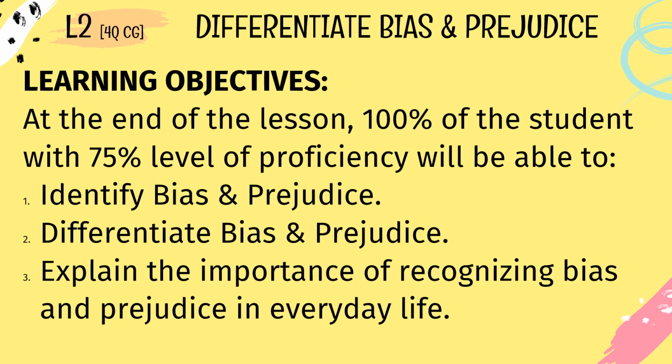Learning objectives. At the end of the lesson, 100% of the students with 75% level of proficiency will be able to: 1. Identify bias. 2. Differentiate bias and prejudice. 3. Explain the importance of recognizing bias and prejudice in everyday life.